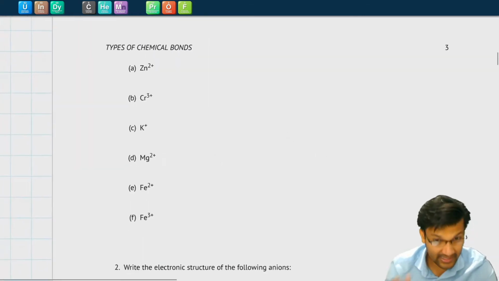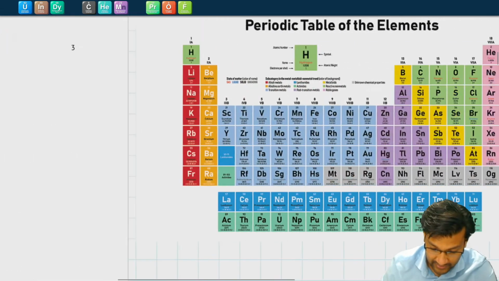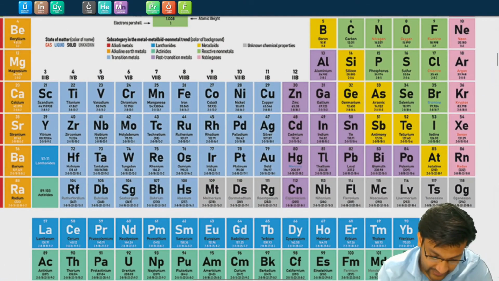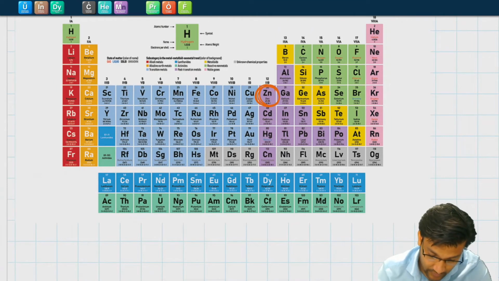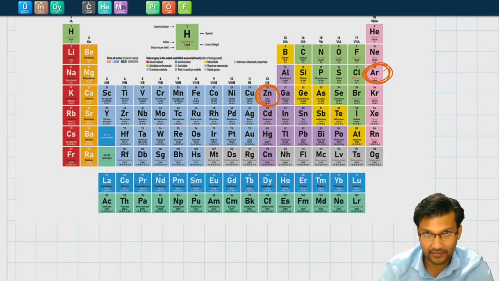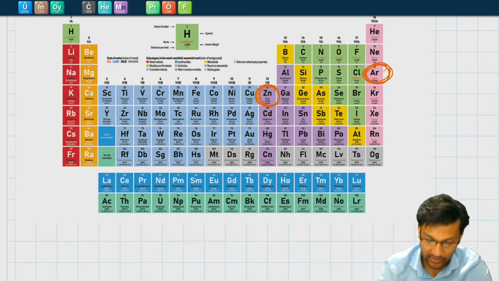As always, when you're doing electron configuration, it's good to have a periodic table handy. Right here, let's use a nice orange color. Right here, we have zinc. So if we're going to write this electron configuration, we know that we can start with argon. Argon's over here. That's the highest noble gas that's below zinc.